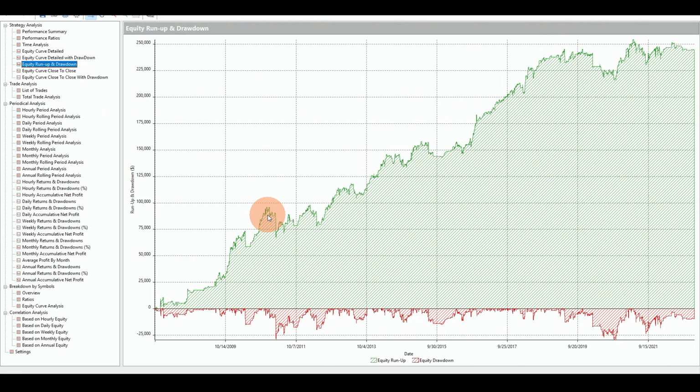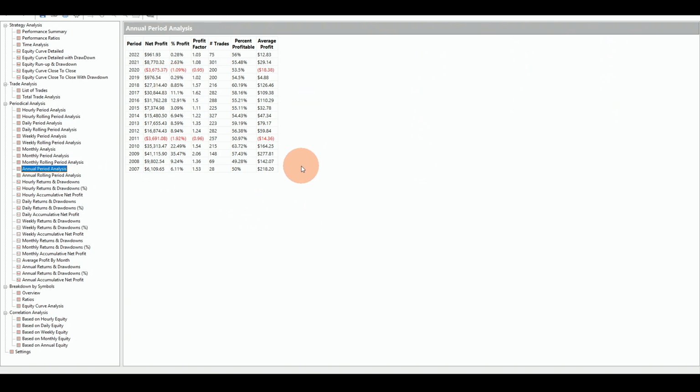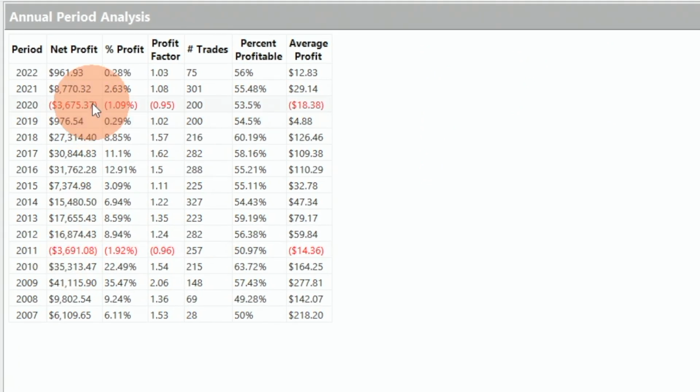Now, the strategy I just showed you is the pullback with a stop loss and profit target at 2 ATR. It also has a 200-day moving average as a filter to go long. Now, let's focus on something. Currently, we have a slope up. We are plateauing at around 250. Our drawdown is around 25 plus. And in the annual performance, we are losing in 2011 and 2020.